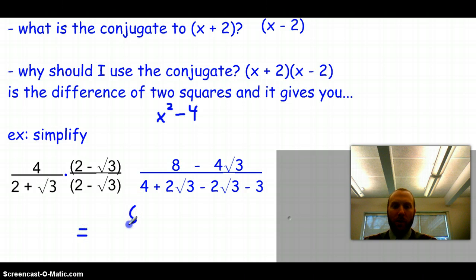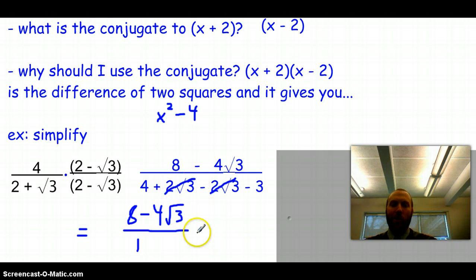Of course, this gets simplified slightly further. The numerator you can't do very much with. The numerator is 8 minus 4 root 3, divided by, well, 4 minus 3 is 1. 2 root 3 minus 2 root 3 is 0. That was the whole point of this. Those middle two terms always cancel, so I don't even end up multiplying by those. And my final answer here is 8 minus 4 root 3. And that's how you use the conjugate.